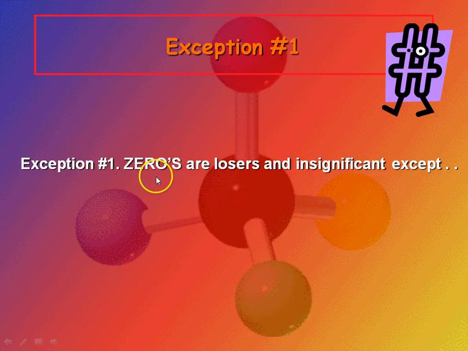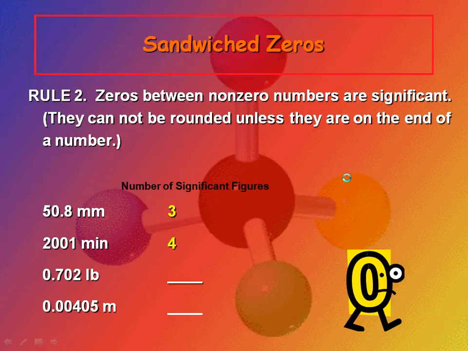Exception number 1. Zeros are losers and insignificant except when they are between non-zero numbers. Okay? So they cannot be rounded unless they are on the end of a number. So zeros sandwiched in the middle are significant. So this is 50.8 millimeters. It has three significant figures. 2001 minutes, that has four significant figures.